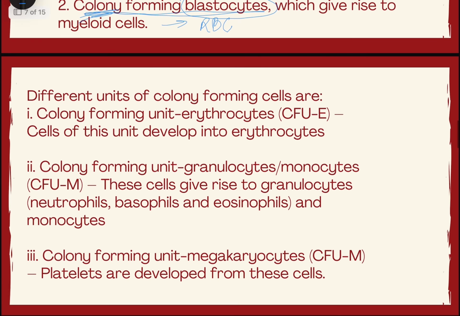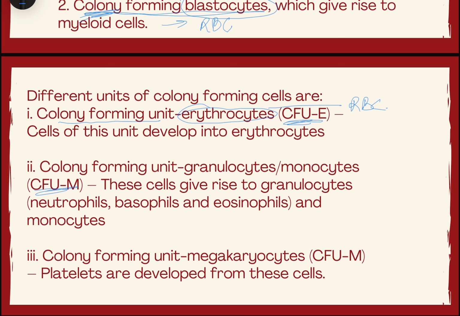Now the different units of colony forming cells are, firstly, the CFUE, the full form being the colony forming unit erythrocytes, which forms our RBC, being the main topic of this video. And next being the CFUM, that is, now why the CFUM? It can be colony forming unit, either granulocytes or the monocytes.